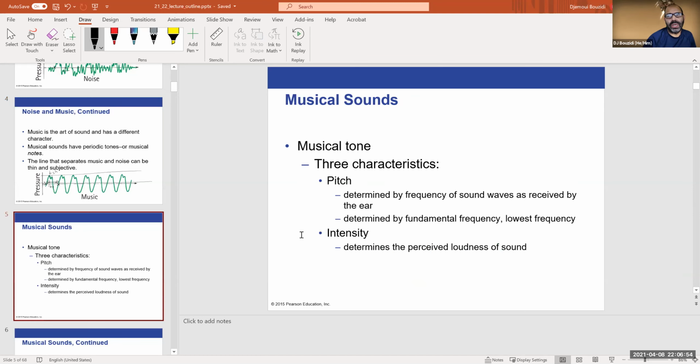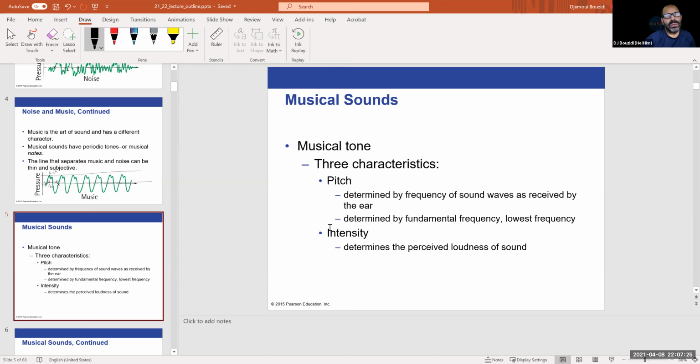So again, the pitch is basically determined by the frequency of sound waves as they are received by the ear. The intensity is how loud they are. Somebody could be whispering and you barely hear them, but somebody could be very loud and you can hear them. Obviously, the person could be as loud as they want to, but if you're far away, you're going to have a low intensity. So distance matters when it comes to intensity. It determines the perceived loudness of sound.